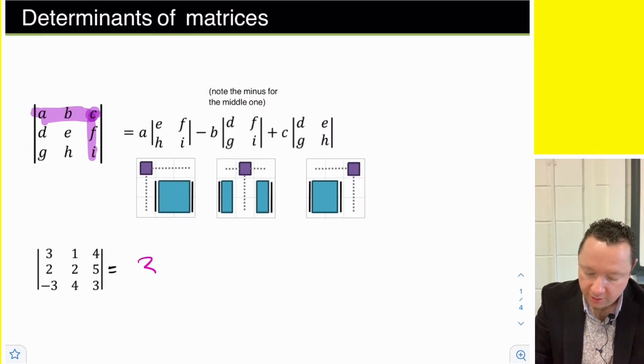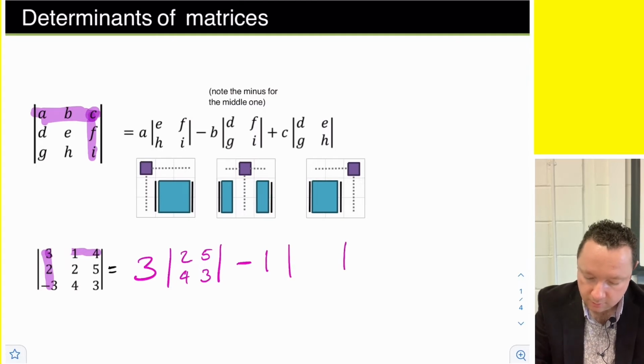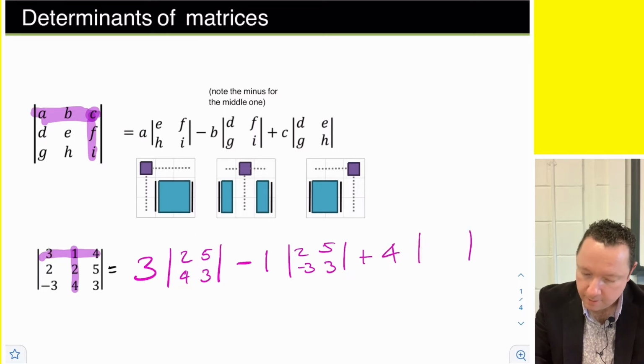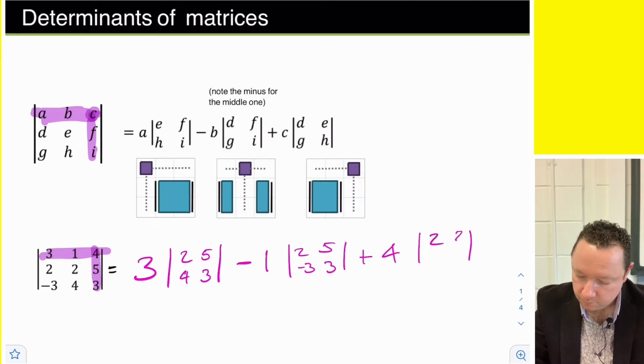So we've got 3 times, delete the row and the column it's in 3. So I've got 2, 5, 4, 3. Then minus 1 times, delete the row and the column. So that leaves me with 2, 5, minus 3, 3, plus 4 times. And again, I'm going to delete the row and the column. That gives me 2, 2, minus 3, 4.